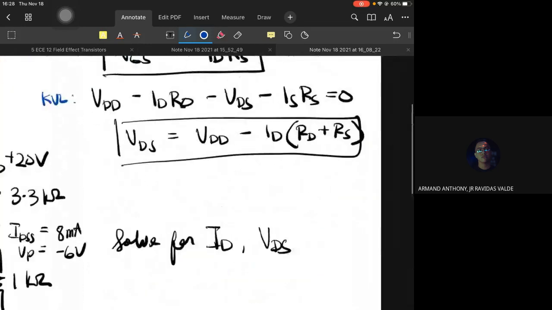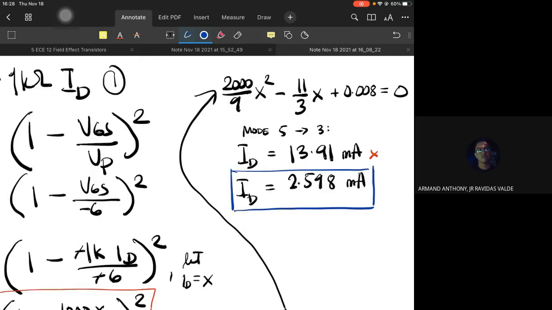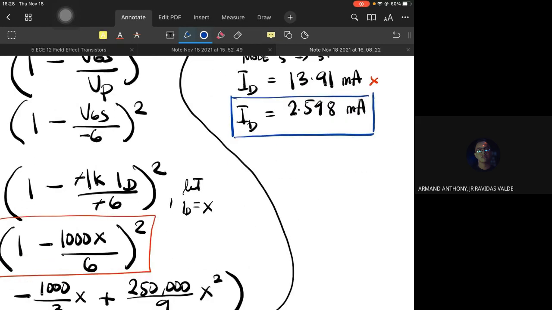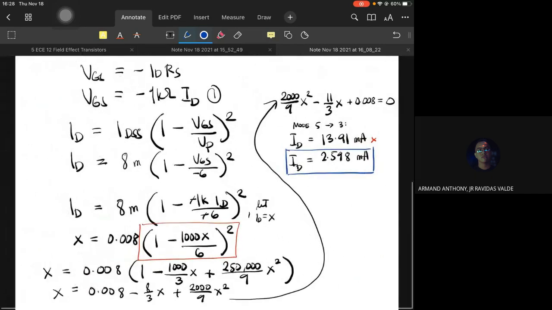VDS is VDD minus ID, RD plus RS. Okay, question, sir. Yes. What if below sila 8 milliamperes ang duwa? Possible gyapon. Possible na siya. Possibility nga ang silang duha ang musulod, no?